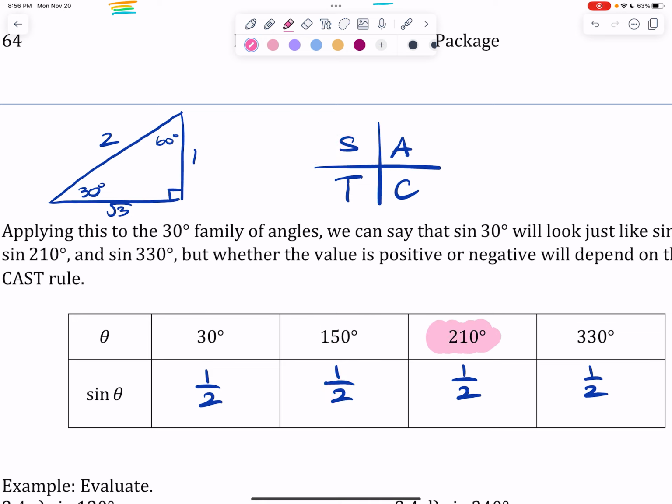210 degrees, that's in quadrant 3. And in quadrant 3, only the tan ratio is positive, which means sine must be negative. So this can't be just a regular 1 over 2. It's got to be a negative 1 over 2. Looking at 330 degrees, that's over in quadrant 4. In quadrant 4, only cosine is positive, so the sine function is negative. So this can't be positive 1 over 2. It has to be negative 1 over 2.